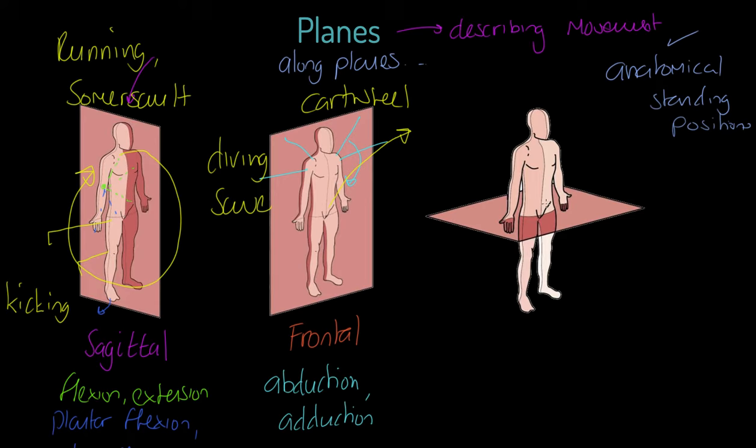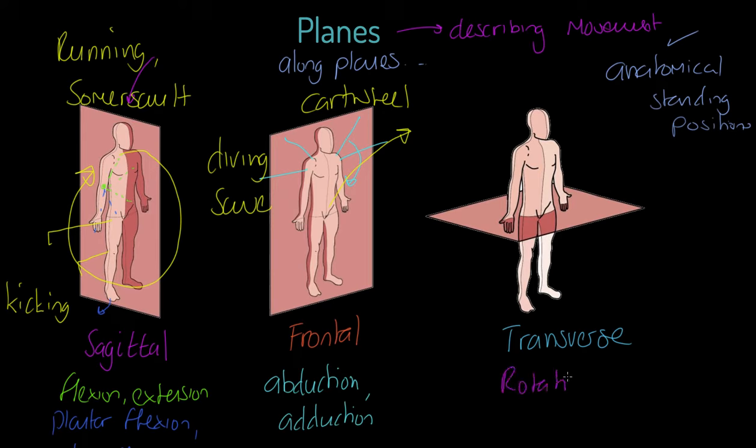Now finally we've got this one, and it's by far the most complex. This is what we call the transverse plane. Now I've said it's complex, I probably shouldn't have really, but let's see if it actually is. Where the transverse plane occurs it helps us to describe movements such as rotation.